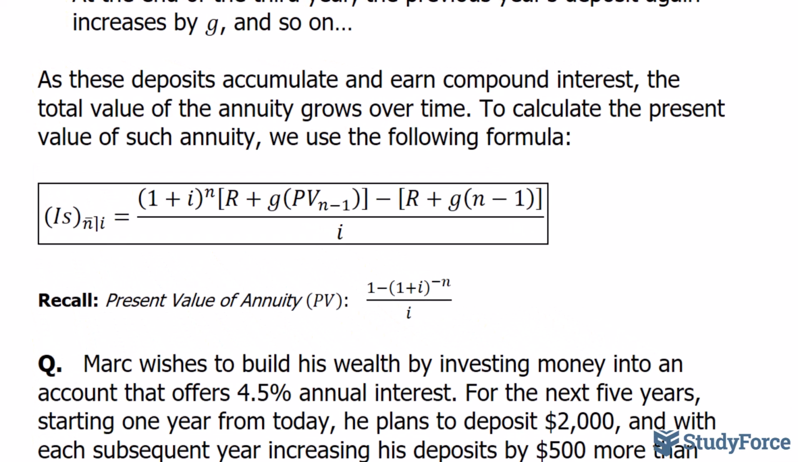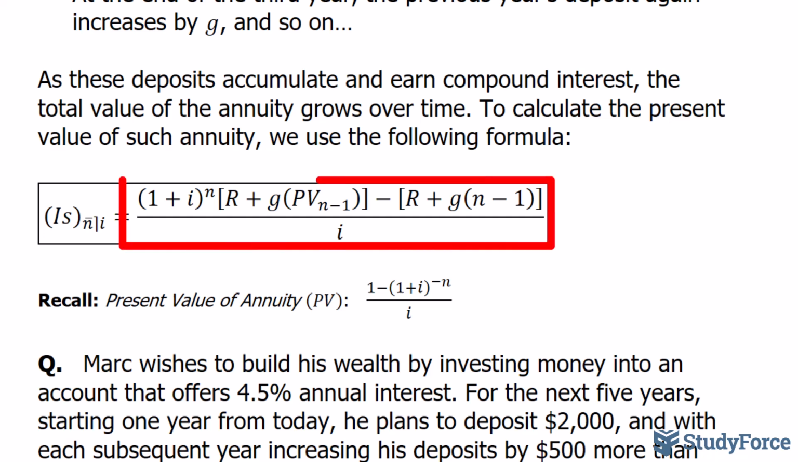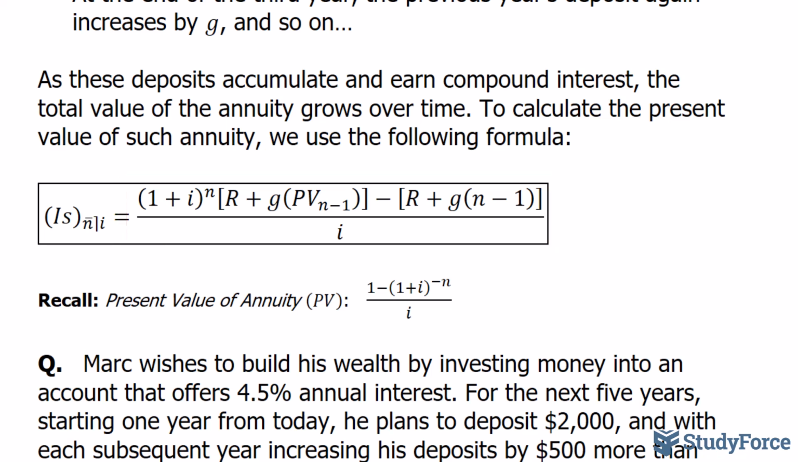In actuarial sciences, this is denoted as (Is)n angle i, which is equal to the formula you see to the right of the equal sign, where i represents the interest per period, n represents the total number of periods, R represents the initial amount you deposit, and G represents the increase after that first period. PV represents the present value of annuity, and we've worked with this formula before, it's shown underneath, except that when we use it, we must subtract 1 from the total number of periods, hence the n take away 1. If you're curious as to how this formula is derived, drop a comment in the comment section and I'll create a separate video on its derivation.